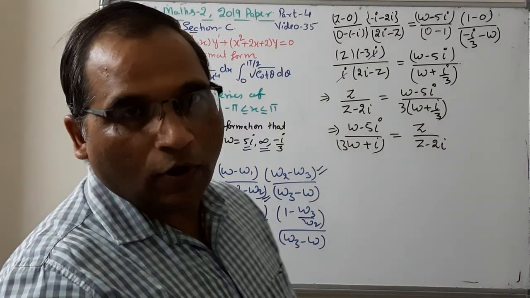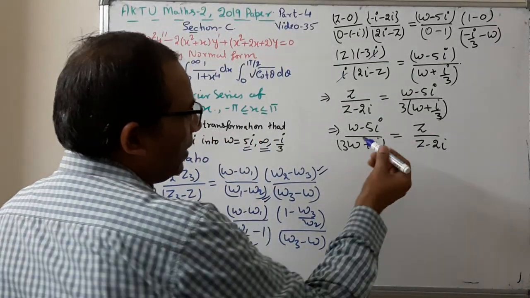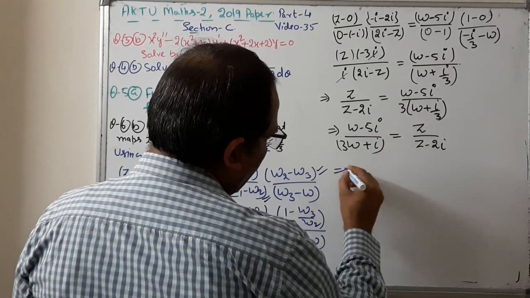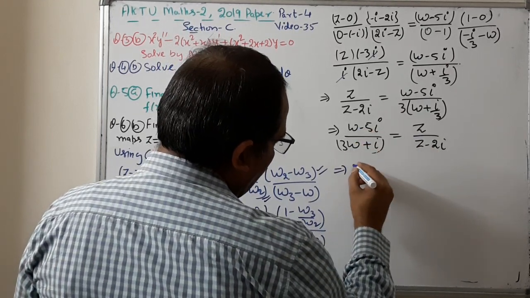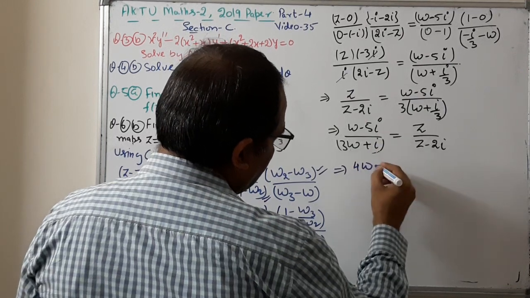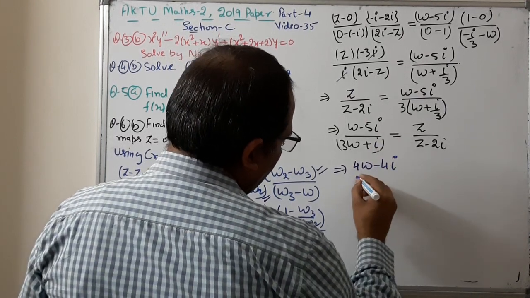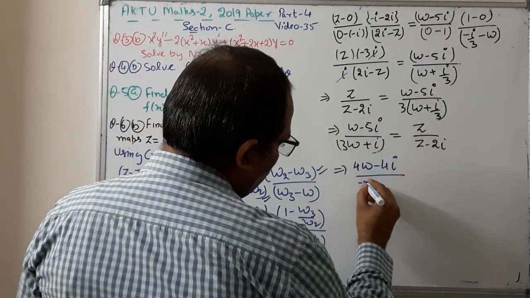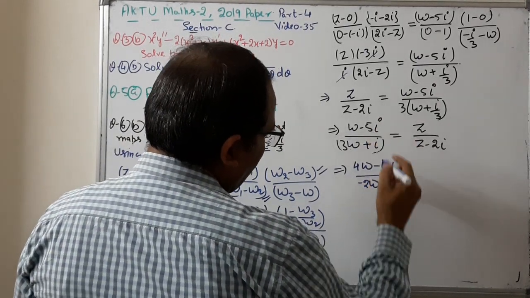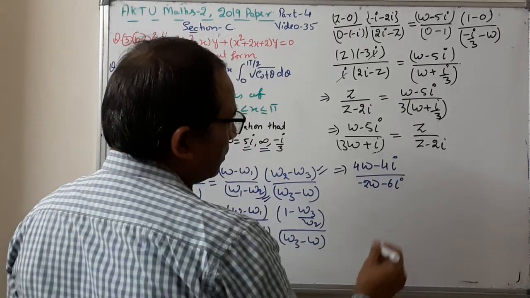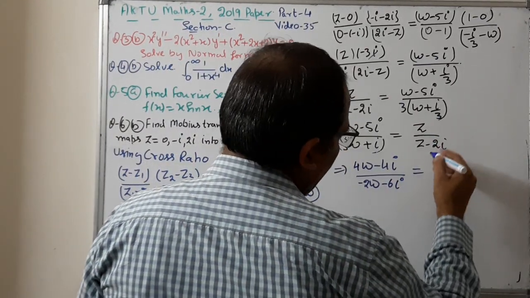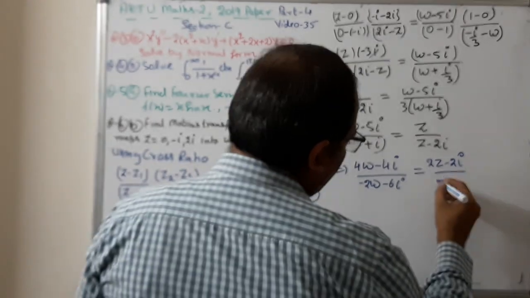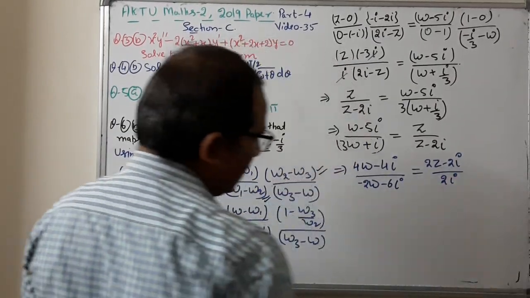Now apply here componendo dividendo. Componendo dividendo means add and subtract. If we add numerator and denominator, we get w plus 3w, that is 4w, and this minus of 4i upon subtract numerator minus denominator, that means minus of 2w, and this is minus of 6i, and that is equal to add this, so 2z minus 2i, and we subtract this, so we get this 2i, right?